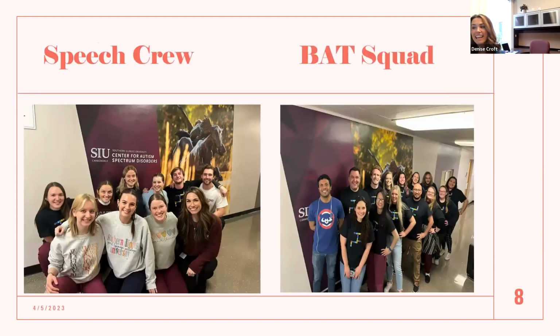So on the left, you'll see is our speech crew. It's made up of 9 graduate clinicians. And then on the right is our BAT squad, which is behavior analysis and therapy, which is made up of 10 graduate clinicians and 4 undergraduate clinicians. And then they all have oversight by faculty consultants, SLP supervisors, and BCBAs.